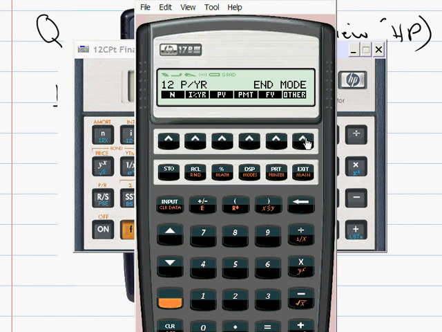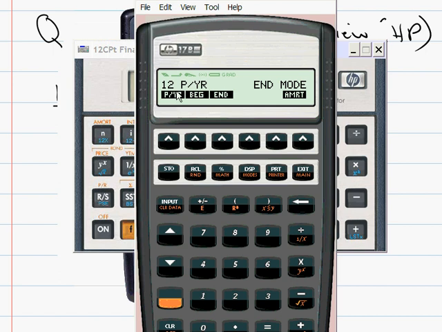But if you hit other on the HP 17B, you get the submenu, which has the payments per year, and here's where you toggle between begin and end mode. So if I wanted to go to begin mode, I can hit BEG, and it'll take me to begin mode. But I want to set the calculator to end mode and leave it there. And that's what I want you to do too.